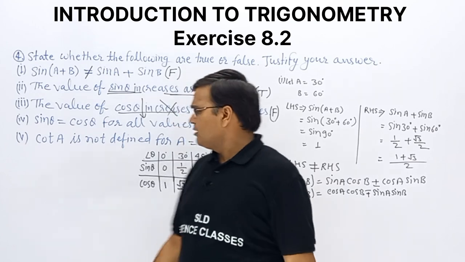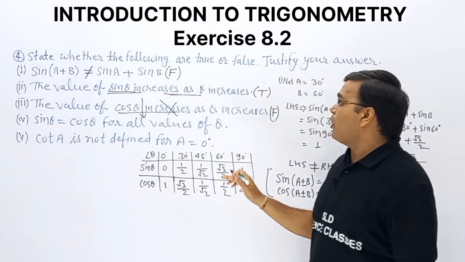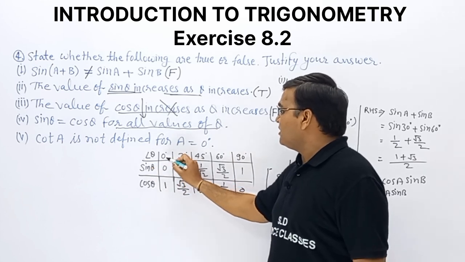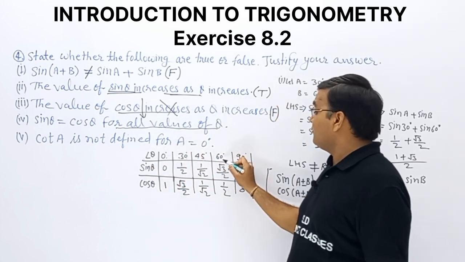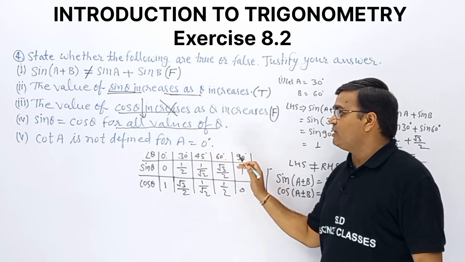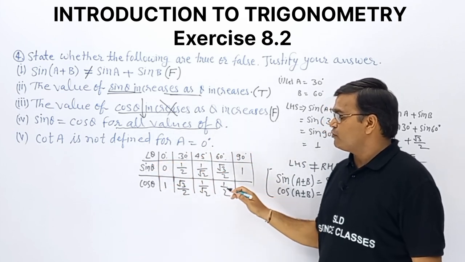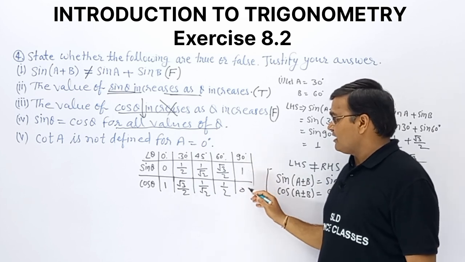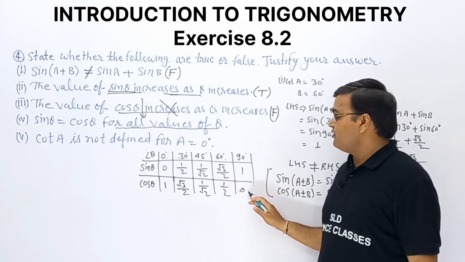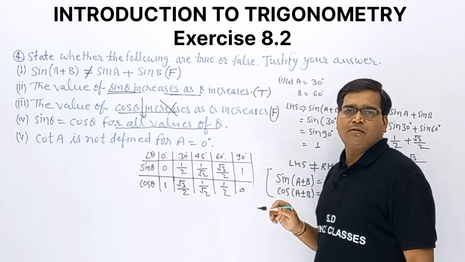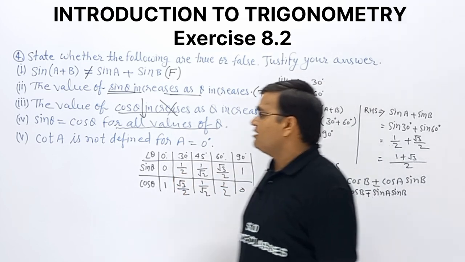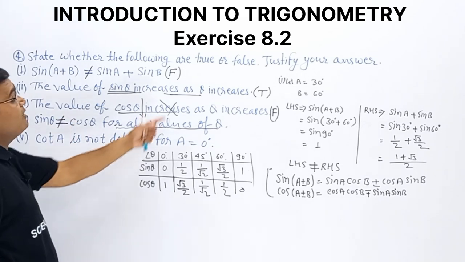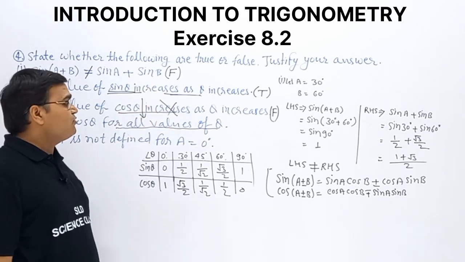Observe. Easy. For all values of theta, it means 0, 30 degree, 45 degree, 60 degree and 90 degree, all values of theta, sin theta values will be equal to this one. For 0 degree, this is 0, this is 1, not equal. For 90 degree, sin theta is 1 and cos theta is 0. So both values are not equal. Sin theta is not equal to cos theta for all values of theta.